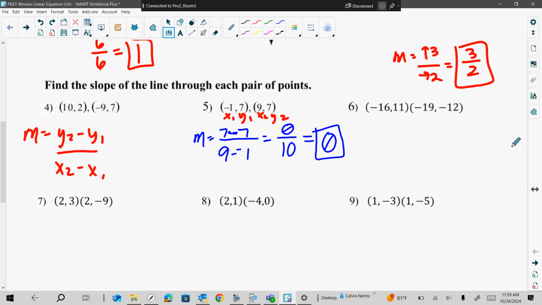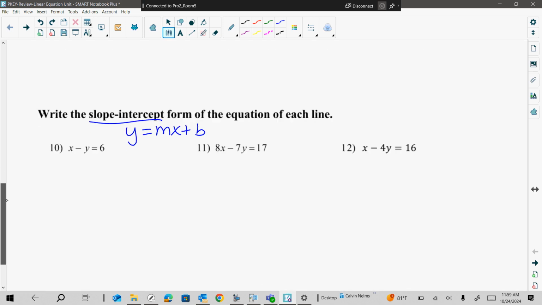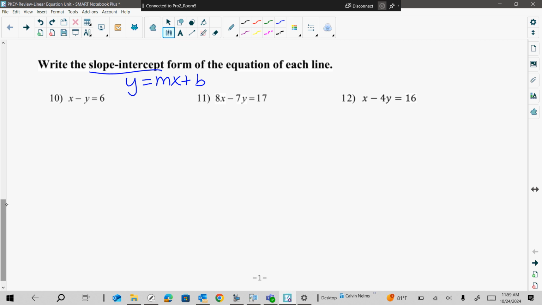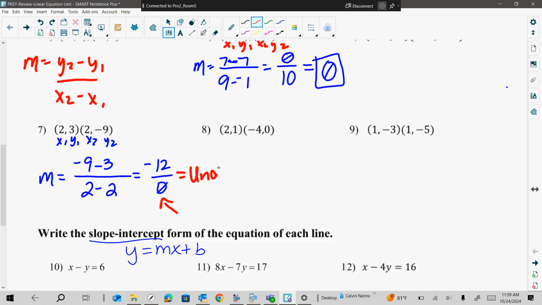So if you set it up, guys, like if I'm doing this, this is my x1, my y1, x2, y2. If I set this up, on the top is negative 9 minus 3, and then the bottom is 2 minus 2. This would be a negative 12 over 0, but anytime I have 0 at the bottom, it's undefined, or UND.